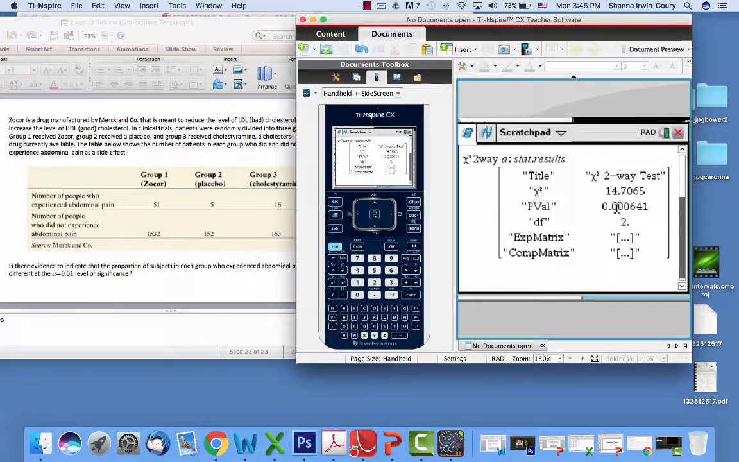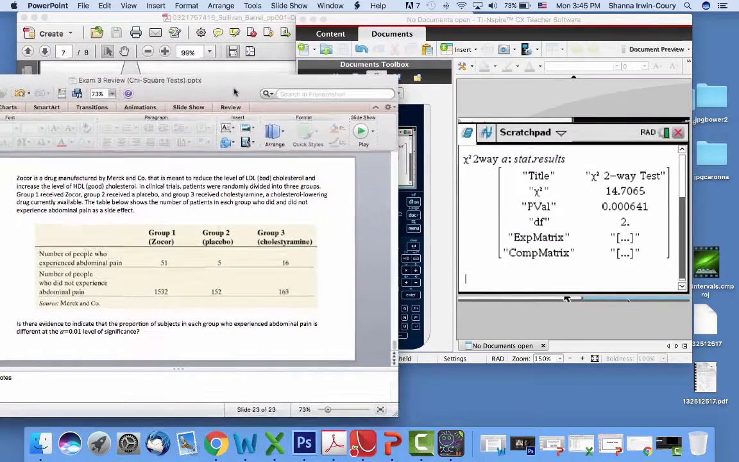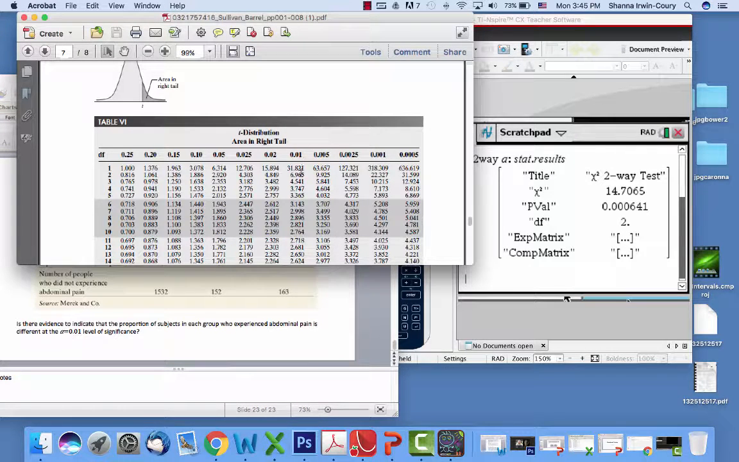And this time the p-value is 0.0006. The chi-square is 14.7. Chi-square of 14.7 means it's bigger than the boundary. I know that because this p-value is less than 0.05. We want a 0.01 level actually. 3 by 2, so 2 times 1. So our degrees of freedom are 2, and we want 0.01. 6.965 is the cutoff. 14.7 is bigger than 6.965, so 0.00641 is less than 0.05.